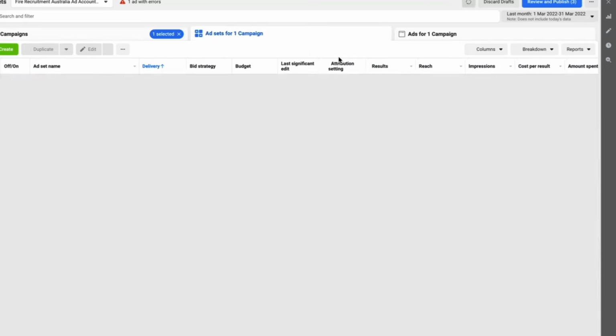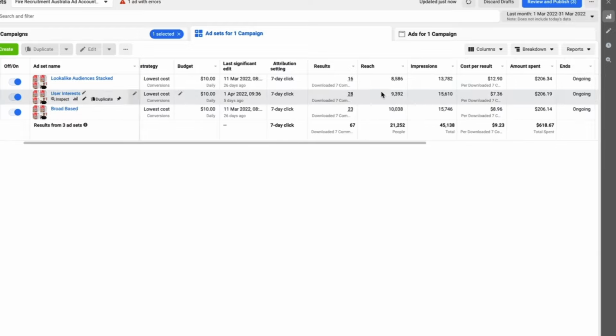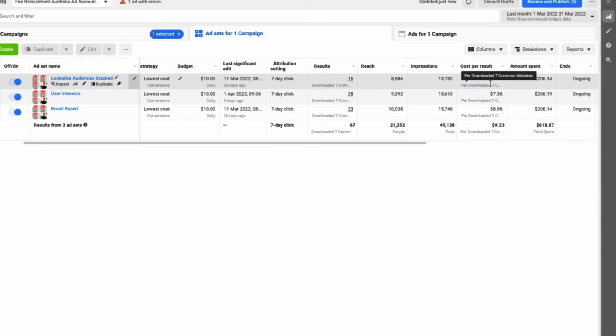If we go into the campaign itself, that was divided up into 3 sections because we launched the campaign in the month of March. We have lookalike audience stacked targeting, which is anybody who is a website visitor, a purchaser, has added an item to a cart. We've stacked all those lookalike audiences together into one campaign. There was 16 downloads, and that was at $12.90 each.